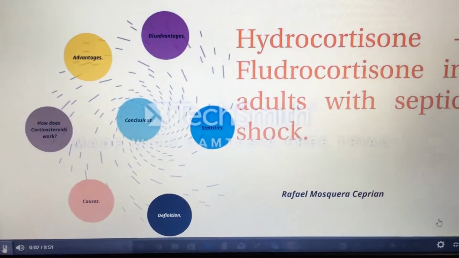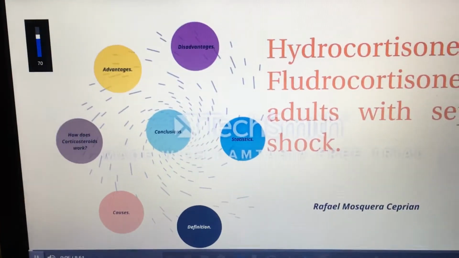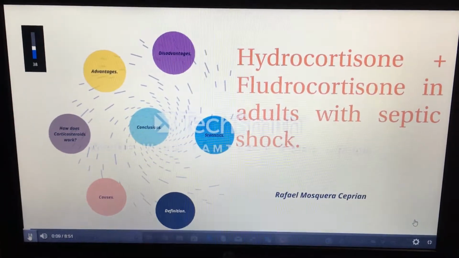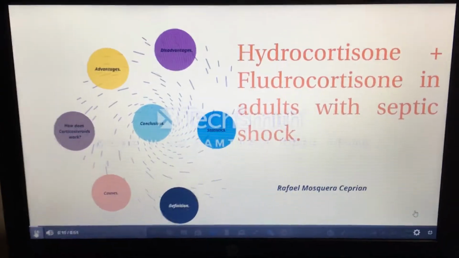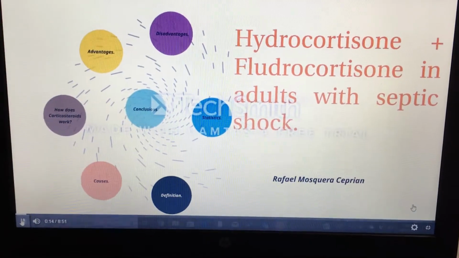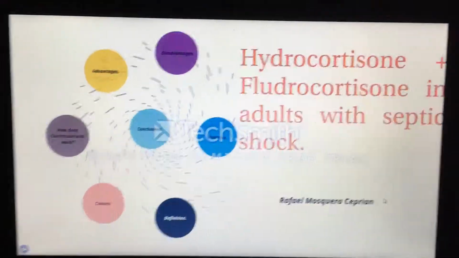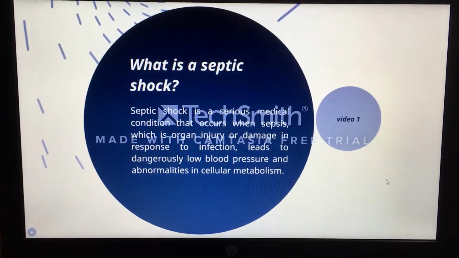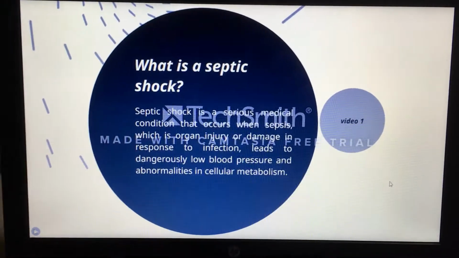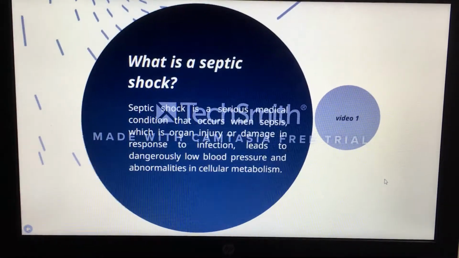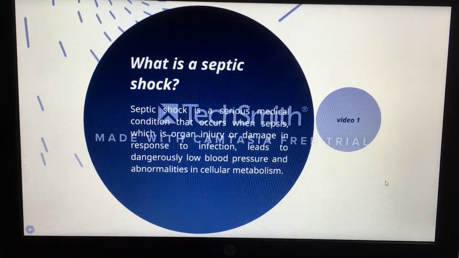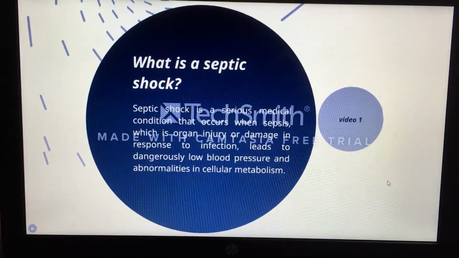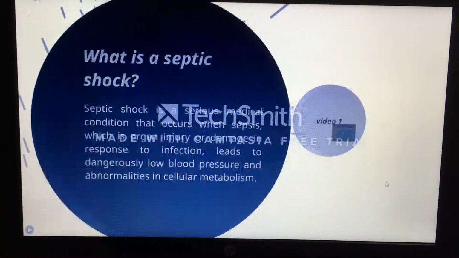Hi, today I'm going to talk about hydrocortisone plus fludrocortisone in adults with septic shock. First, we have to define what septic shock is. Septic shock is a serious medical condition that occurs when sepsis, which is organ injury or damage in response to infection, leads to dangerously low blood pressure and abnormalities in cellular metabolism.